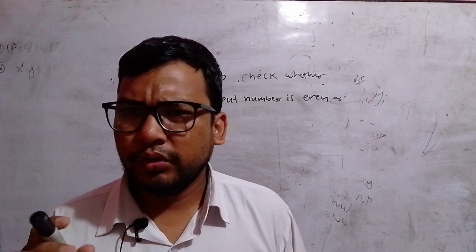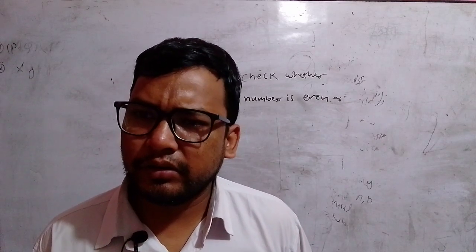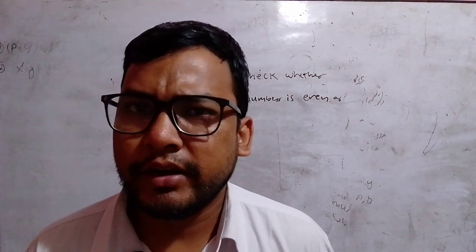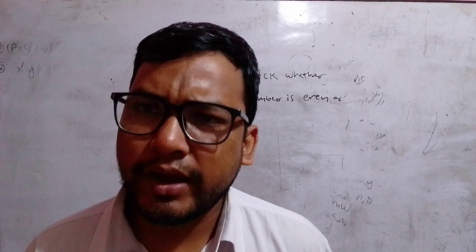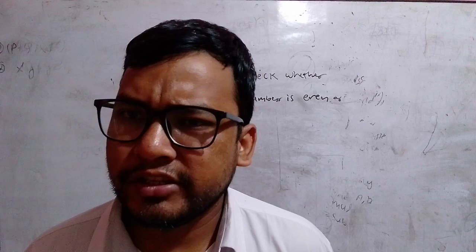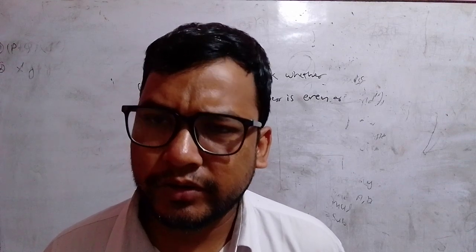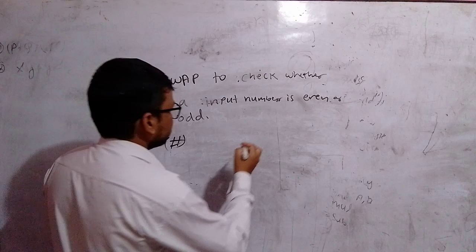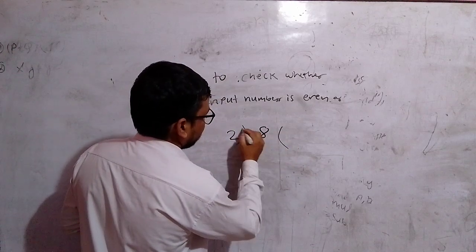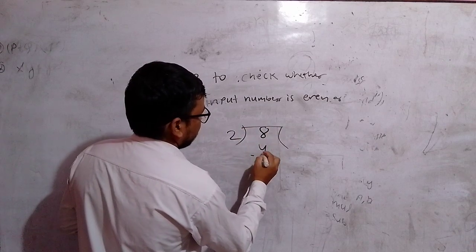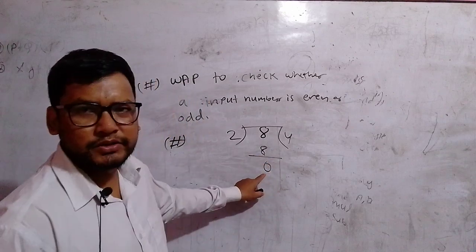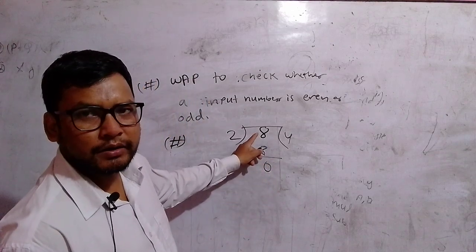For any number, to check whether it is even or odd, we divide it by 2 and check its remainder. If the remainder is 1, then it is an odd number. If the remainder is 0, then it is an even number. For example, suppose 8. If we divide 8 by 2, it gives remainder 0. That means 8 is an even number.